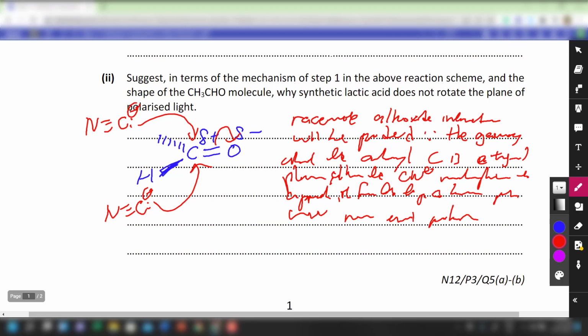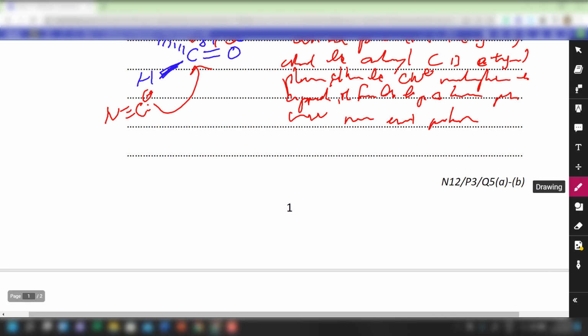And after protonation, I'm going to get a racemic product mixture. Because I get both enantiomers, the plane polarized light will be rotated in both directions, and eventually it will cancel out. Therefore, the product mixture you get at the end of the synthesis in the above steps is not able to rotate plane polarized light despite having a chiral carbon. Alright, so I hope this is clear enough.